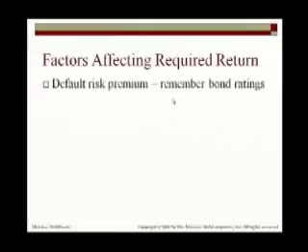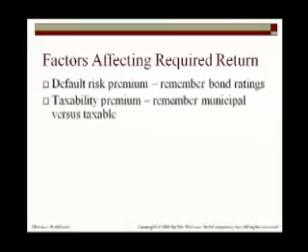Other factors affecting required return: default risk premium. Remember the bond ratings. The higher the bond rating, the more likelihood that the company will be able to repay and the less likelihood there will be default. Therefore, the higher the rating, the lower the default premium, and therefore the lower the yield. Whether the bond is taxable: remember that if I'm selling a municipal bond, I can offer a lower rate because buyers of the bond aren't necessarily going to have to pay taxes on it.